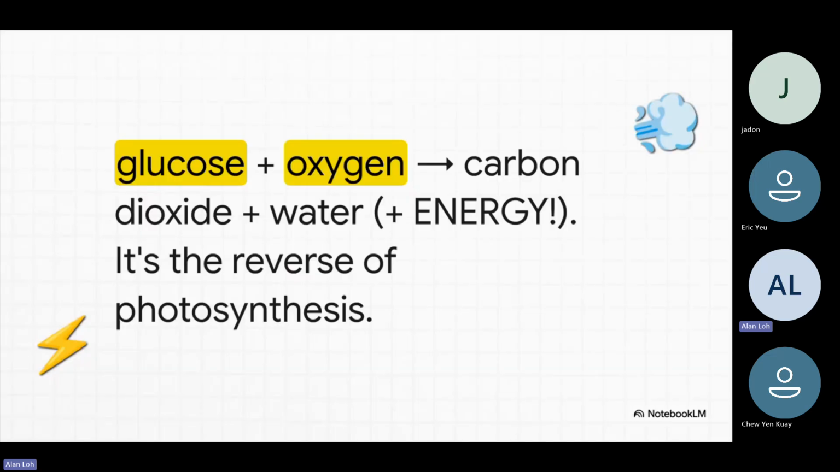Now, take a really close look at this equation. Does it look familiar? It totally should. It's the exact reverse of photosynthesis. We take in glucose and oxygen, and our cells release carbon dioxide, water, and most importantly, a whole lot of usable energy. It's a perfect circular partnership.